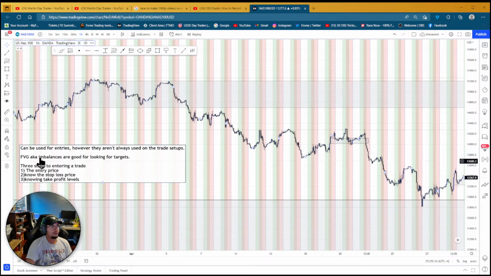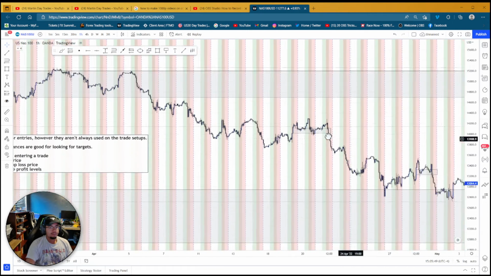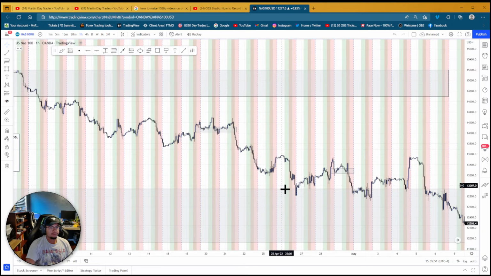But so fair value gaps, aka imbalances, are good for looking for targets. 3 steps to enter a good trade: the entry price, excuse me guys, know the stop loss price, and knowing take profit levels. So let's see here. Getting for a long here, right?